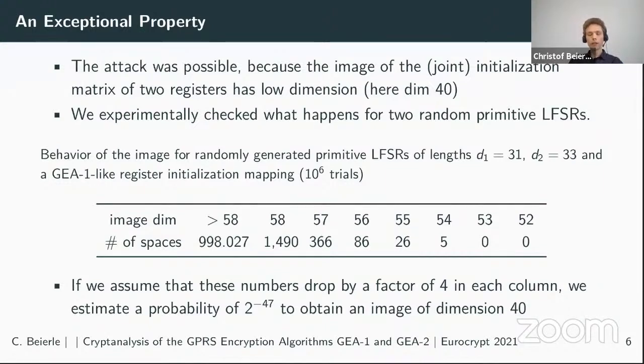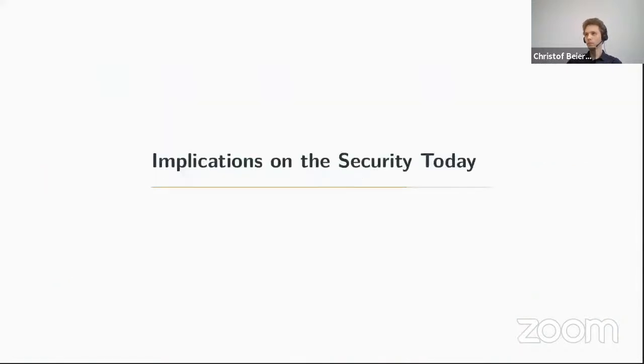So we experimentally checked what would happen for 2 random primitive LFSRs. We took the exact initialization process as for GEA1, but we used random feedback polynomials. And from our experiments, we extrapolate a probability of 2 to the minus 47 to obtain this weakness by chance. So it is really an indication that this was deliberately weakened to fulfill these export restrictions.